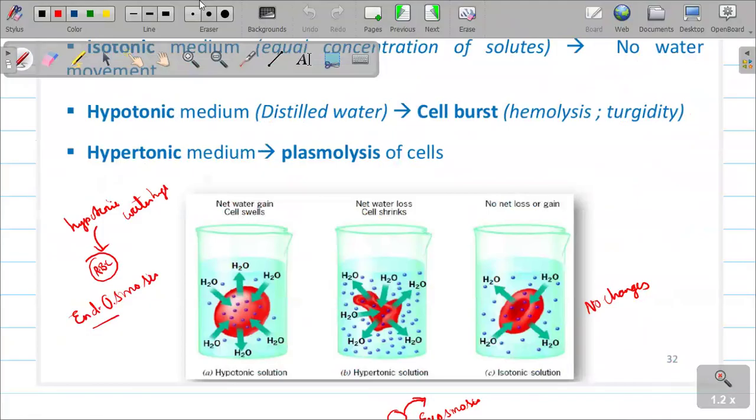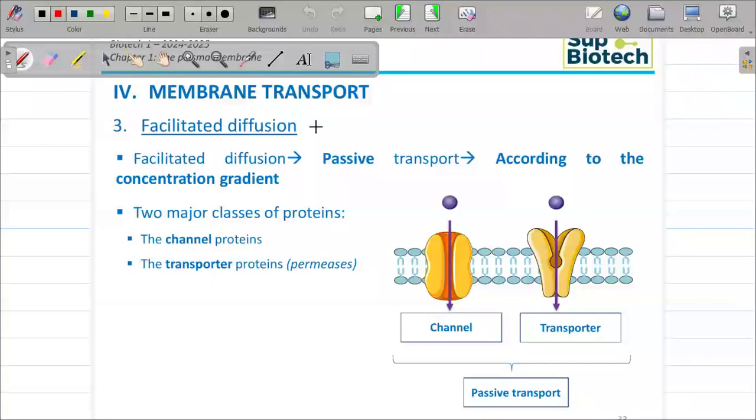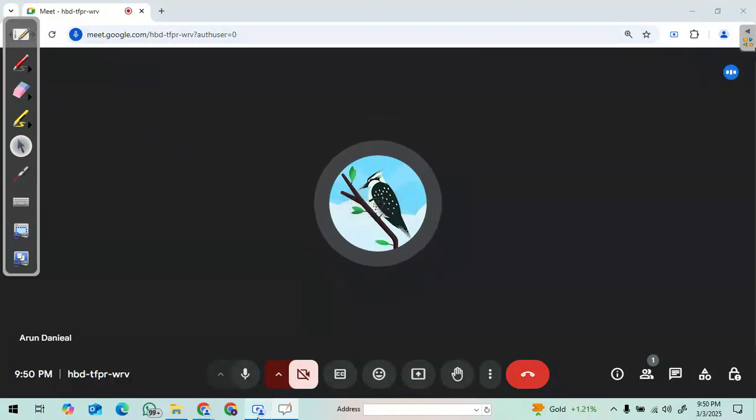And we have seen the behavior of an animal cell when we dip it in isotonic, hypotonic, and hypertonic solutions. Isotonic, no changes. Hypotonic, the cell will take in water by endosmosis and burst because of the absence of a cell wall in an animal cell. But a plant cell will not burst. In hypertonic solution, the cell will shrink. That condition is called plasmolysis. In facilitated diffusion, I have discussed channel protein and transporter protein, which help in transport of molecules along the concentration gradient. So with this, I'll stop for today.